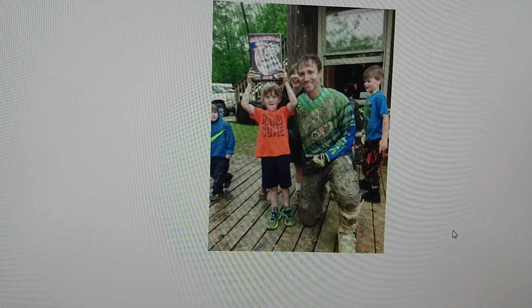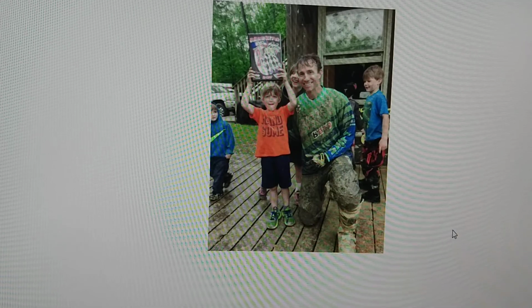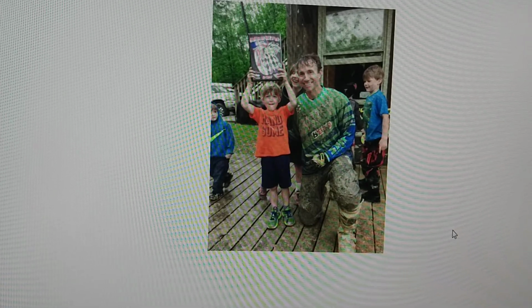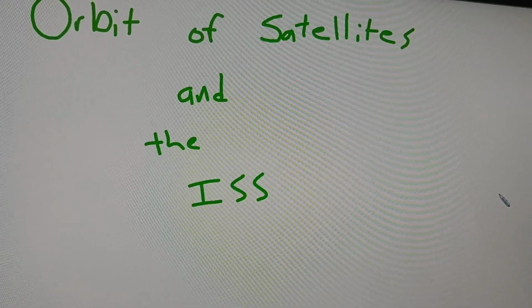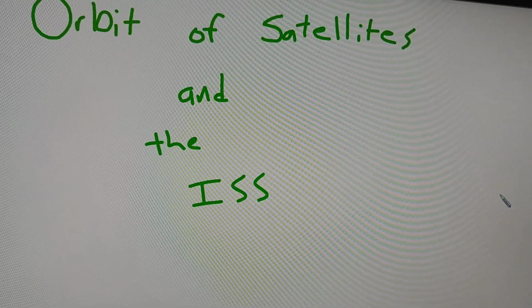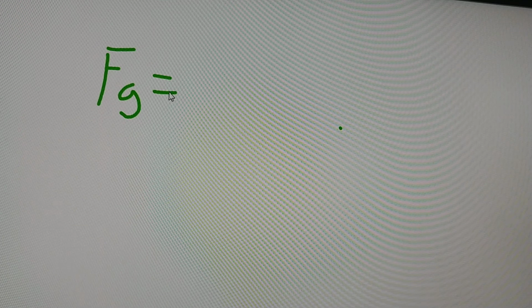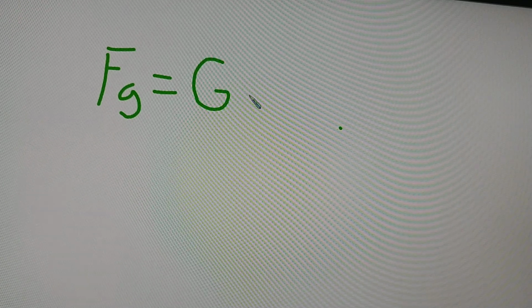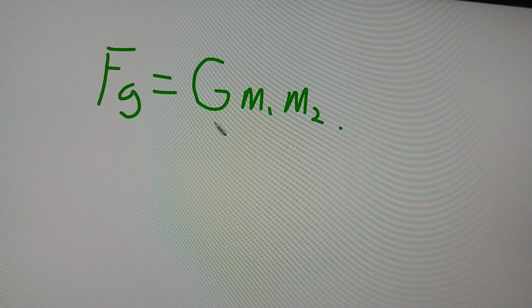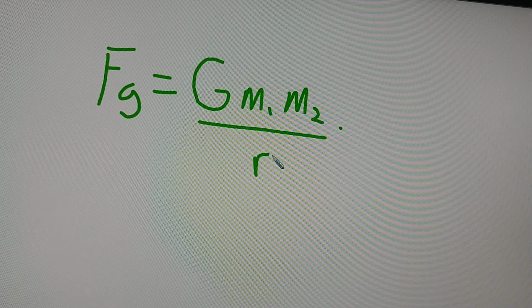We're going to do an Edpuzzle today, a quick video on orbiting. We're going to talk about the orbit of satellites and the International Space Station. Okay, so first, here is a formula that should be super familiar to you right now. Force of gravity is equal to G M1 M2 over R squared.